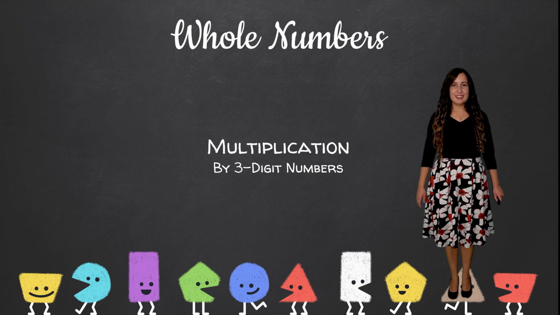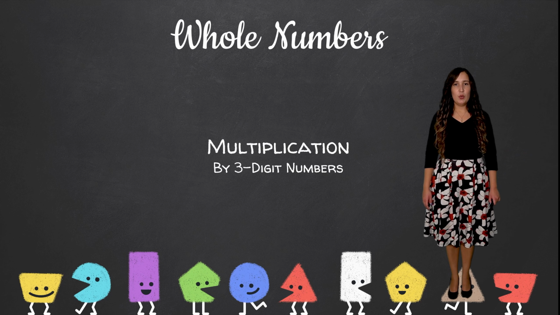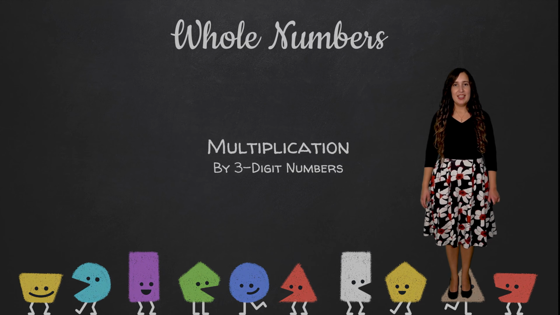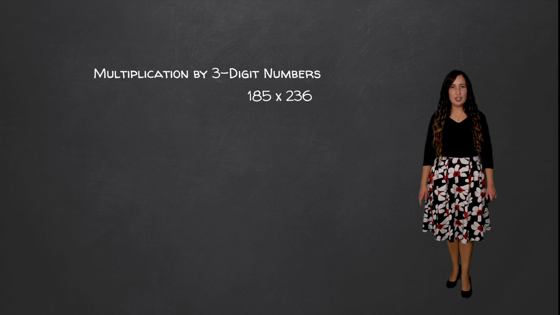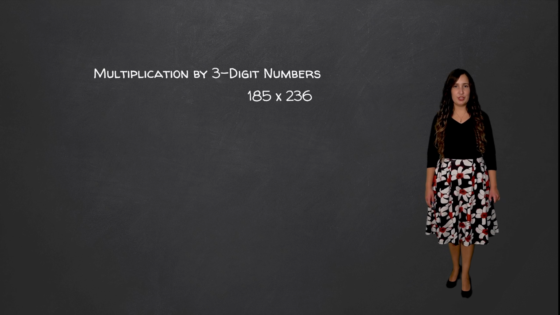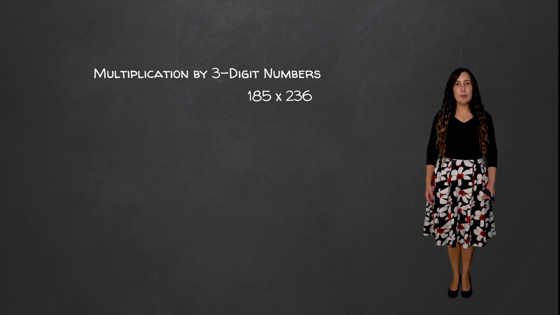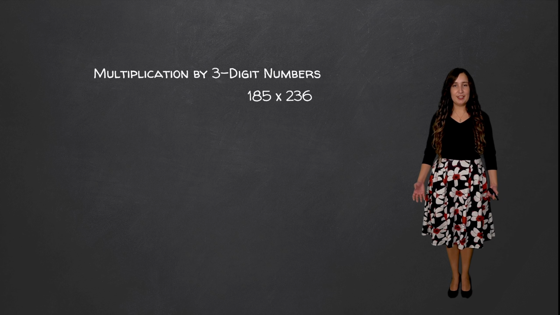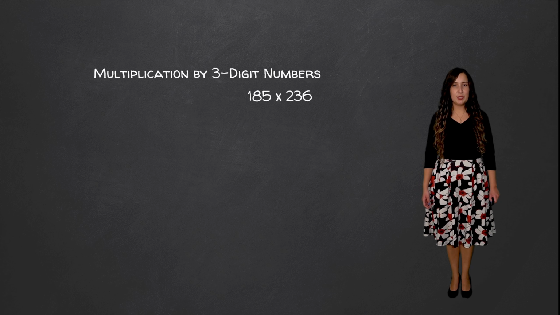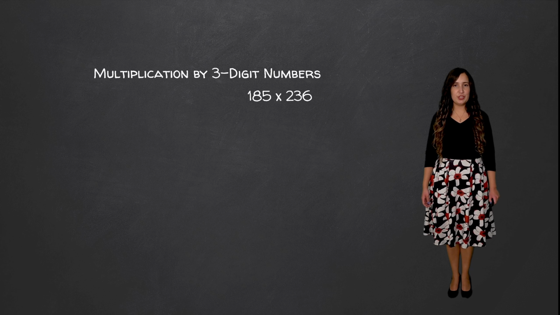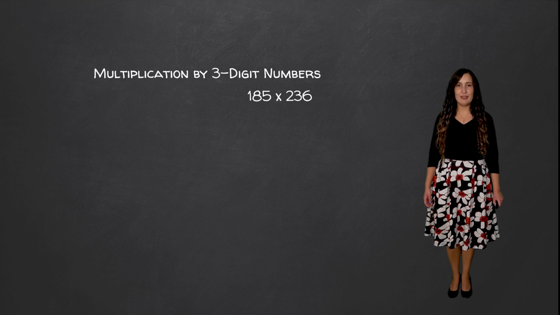Hello, mathematicians. Today we're going to be learning about whole numbers, more specifically how to multiply by three-digit numbers. To get us started, we have 185 times 236. Now remember, for multiplication the order does not matter. So 185 times 236 would give us the same product as 236 times 185.